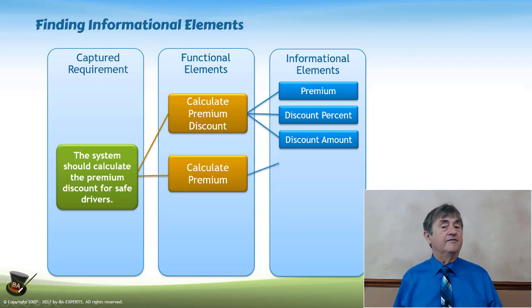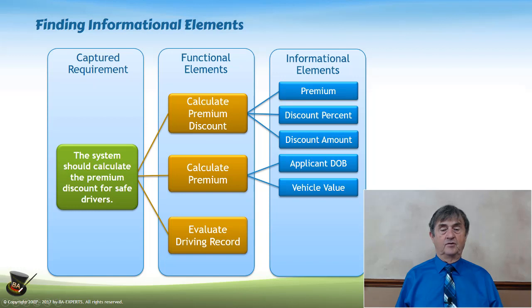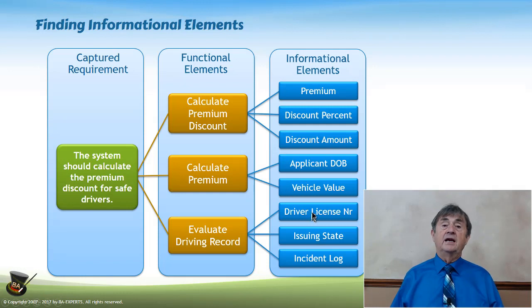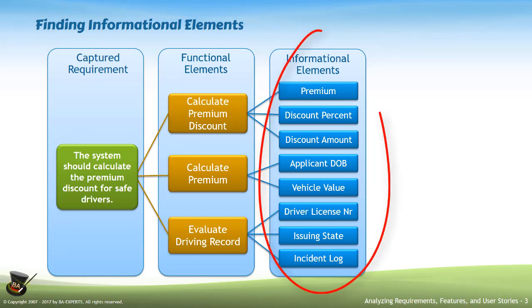Well, now I can take a look at all of the variables or all of the data that I need in order to calculate a premium, like an applicant date of birth, the vehicle value, and things like that. And there's something else in that original statement that says safe driver. I'm going to have another function, which is to evaluate your driving record to see, do you qualify as a safe driver? And to do that, I might need data such as your driver's license number, the issuing state, and I'm going to get an incident log or a report of all of the incidents that you have been involved with, accidents, things like that, so that I can establish whether or not you are a safe driver. So you can see that out of that simple statement, the system should calculate the premium discount for safe drivers, I have three functions, and I have a thundering herd of data.